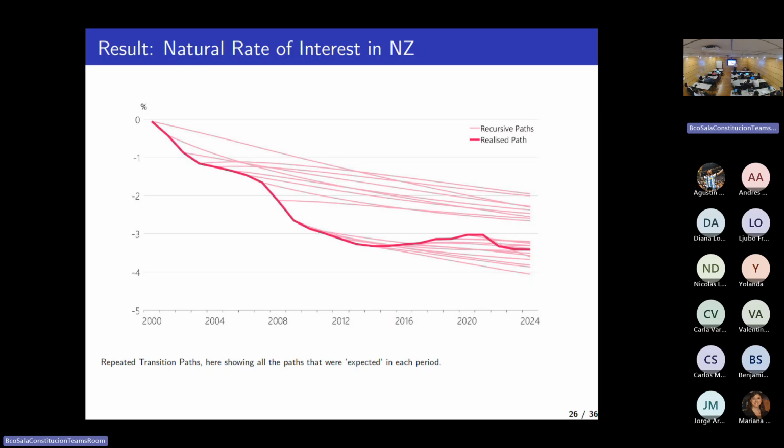I can't tell you exactly why. I think it's the lower productivity growth that's hitting, but we're going to do some decompositions about exactly what causes this drop. For now, we just have a drop. But this is giving you that, what is the repeated transition path? You solve one and then you take one step along the path that you thought was going to happen, and then you start into a new one.